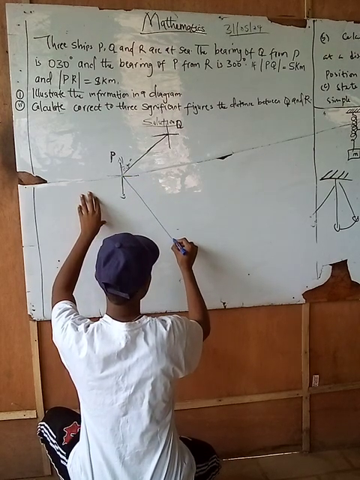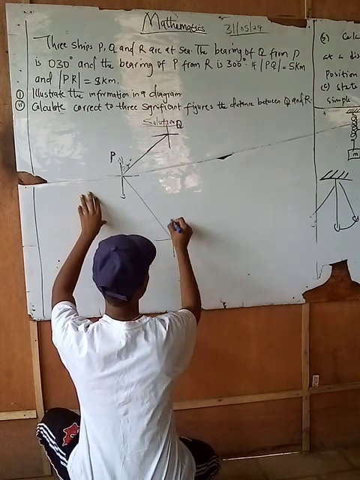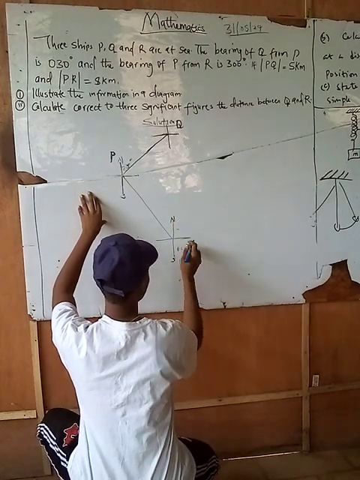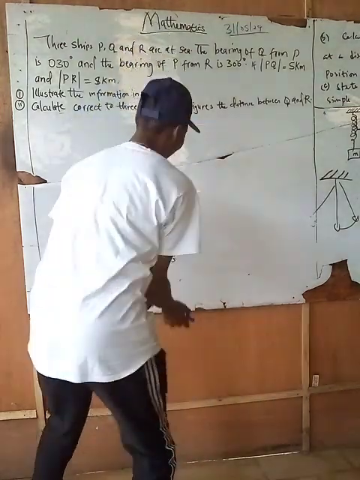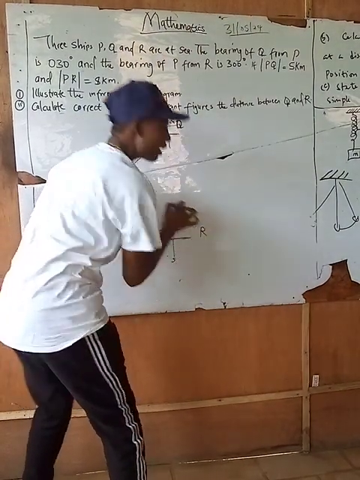Yeah. Then your cardinal point. Start your knots. Yeah. Okay, now this is our point R.